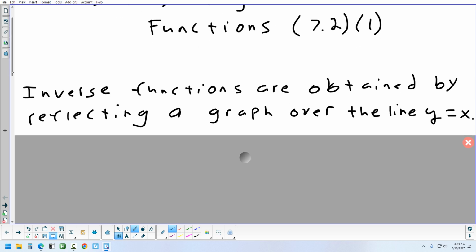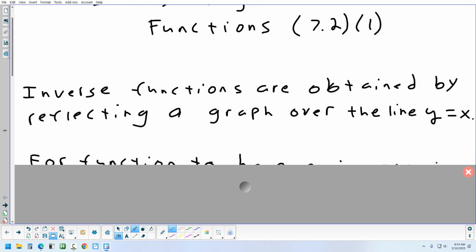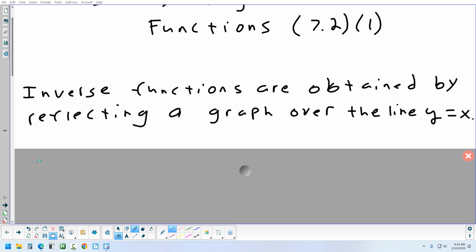An inverse trig function, or any inverse function, is a mirror image of the regular function. So a regular function and its inverse are mirror images. But they're not mirror images over an axis. They are mirror images over the line y equals x. Okay, so let me show you that on the calculator.